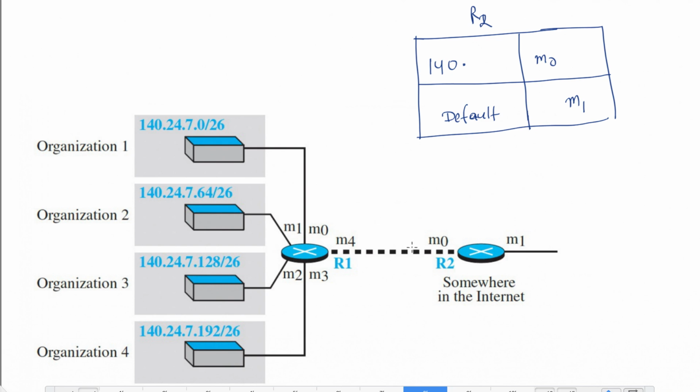With respect to this router, it does not matter whether there are four organizations. The only thing that matters is that things are starting with 140. It's just like if you are in the US and want to send something to the UK, it does not matter whether it is going to France or London. Since you are in the US, you will first send it to the UK, and then the UK will distribute it to France or London. Similarly, with respect to R2, it does not matter which organization it is; as long as it sees something starting with 140, it will just send it to M0.